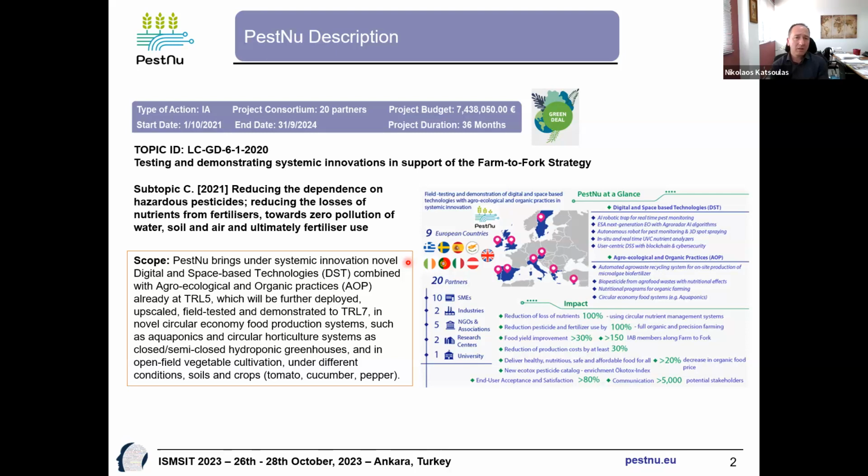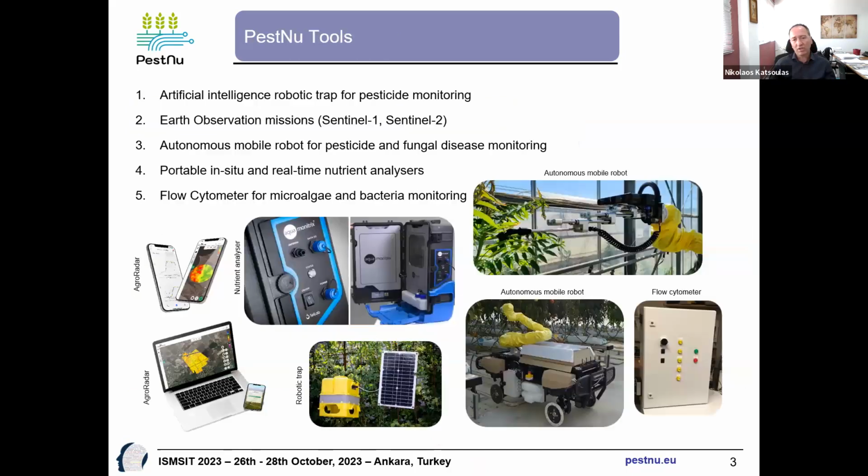These demo sites include aquaponic systems, hydroponic systems that apply the circular economy concept, and of course open field systems. And our objective is to reduce the dependence on hazardous pesticides, reducing the losses of nutrients from fertilizers, in order to obtain a zero pollution water, soil, and air system with the ultimate use of fertilizers.